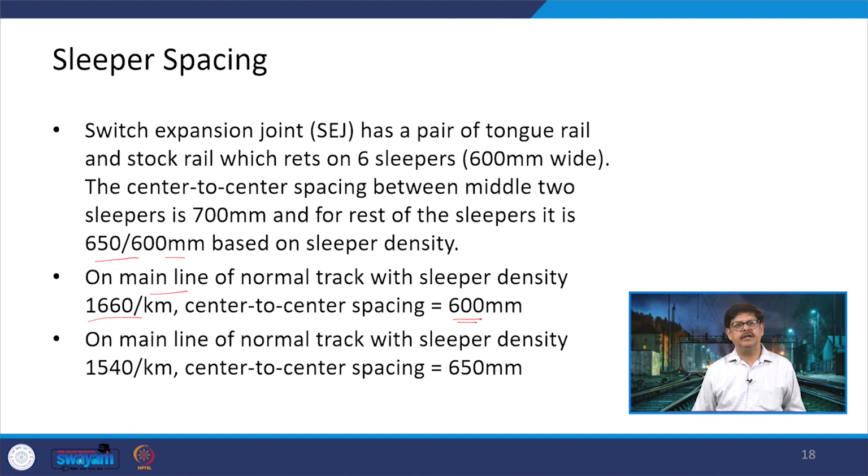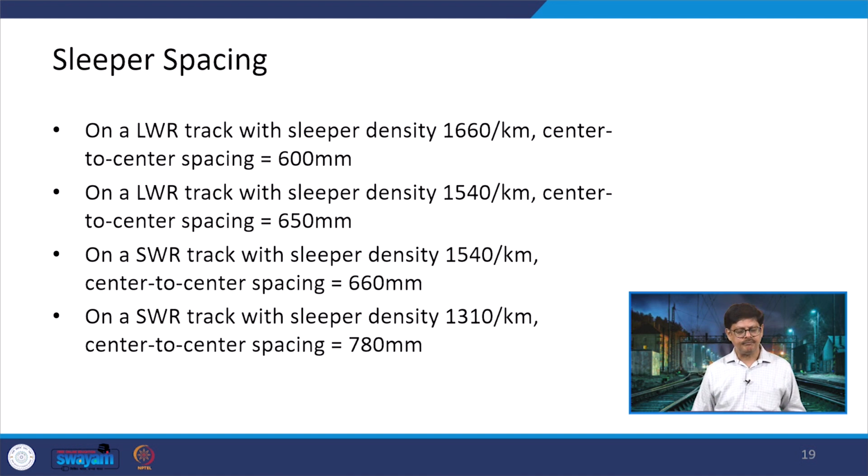In the case of a main line or normal track with a sleeper density of 1540, this is increased to 650 mm. Obviously, if you increase the spacing, the number of sleepers below the rail length is going to decrease. On an LWR track with a sleeper density of 1660 per kilometer, it is 600. If an LWR track has a sleeper density of 1540, it is 650. That is the value we already discussed.